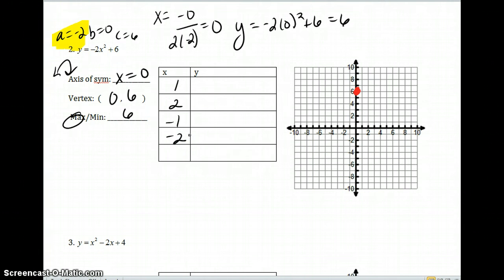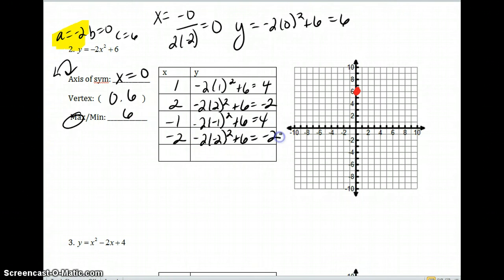All right. Let's go ahead and plug those values in. So negative 2 times 1 squared plus 6. Remember, order of operations, exponents come first. Then we have negative 2 times 2 squared plus 6, which is negative 2. Negative 2 times negative 1 squared plus 6 is 4. And negative 2 times negative 2 squared plus 6 is negative 2. Once again, notice that the values repeat themselves as they should because this is symmetrical. If they don't repeat themselves, then you know you made a mistake somewhere.